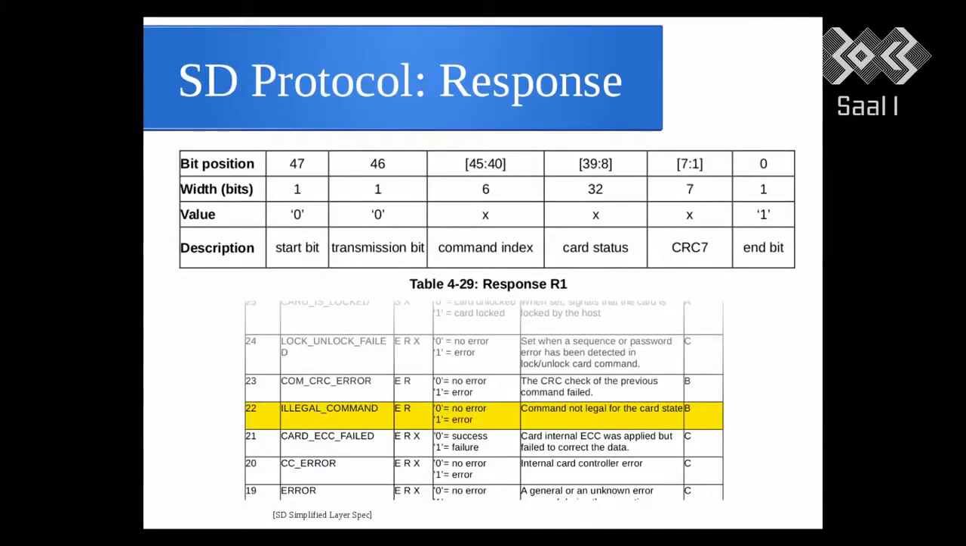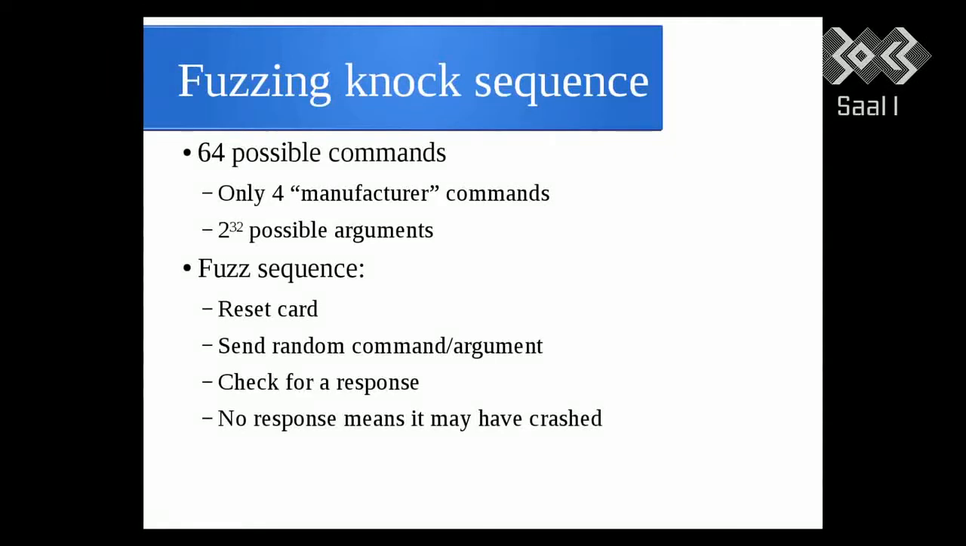Now when the card responds, it sends another 48-bit response back to the host. It sends the start bit, the transmission bit, the command that you sent it, and then a 32-bit card status field, which has this really interesting bit in there, the illegal command bit. So if you send a card a command, and it's not in a state where it can actually respond to it, it will respond with this illegal command bit, which means you can now fuzz it. You can send random commands, look for that illegal command bit, and if you get either a freeze or a not illegal command back, then you've found a valid command.